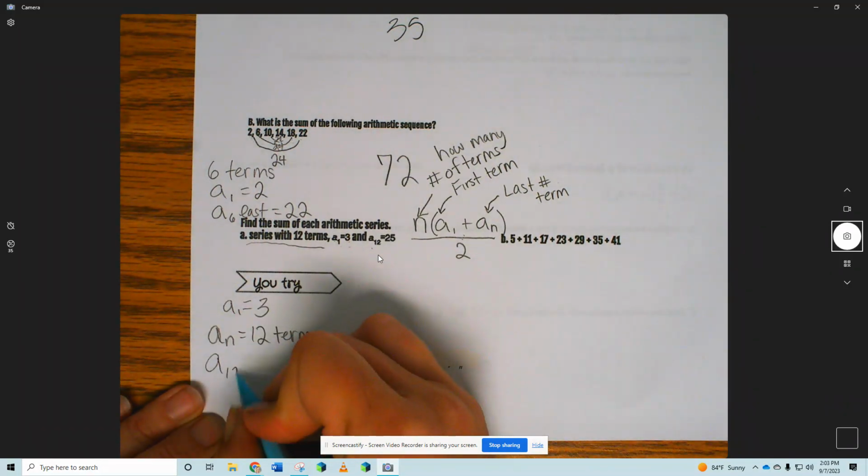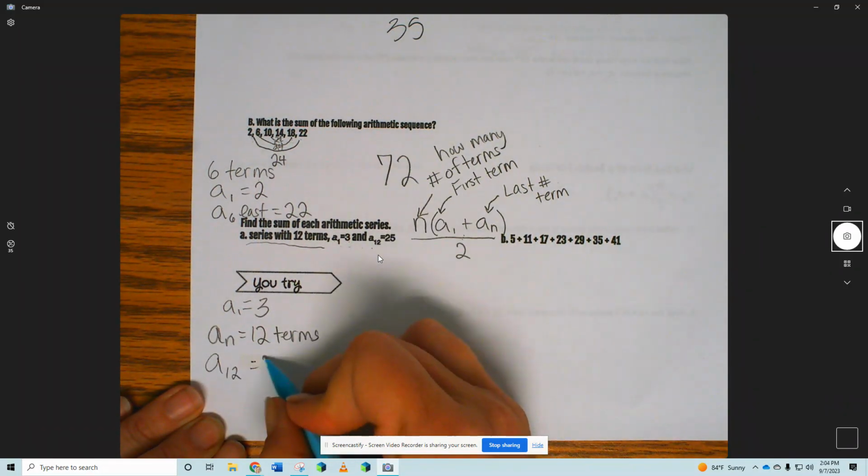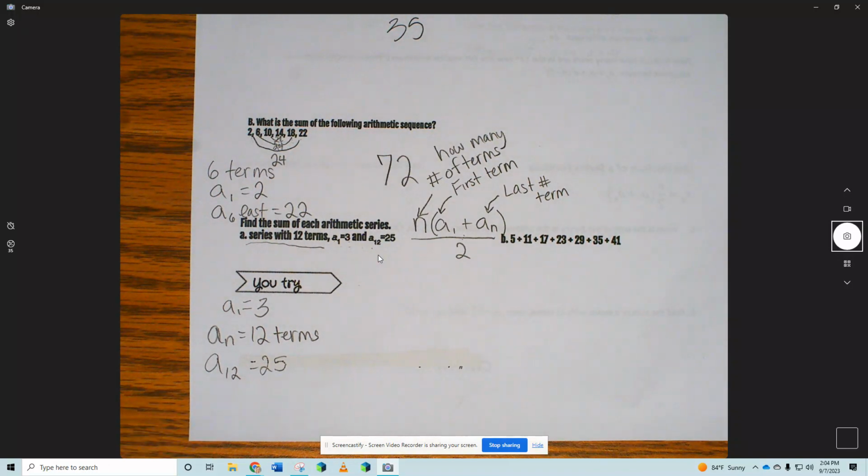The 12th term, a sub 12, is 25. So these are the important things I need to know today. I don't really need to know the common difference. What's the first term in the list? What's the last number in the list? And how many numbers are there?